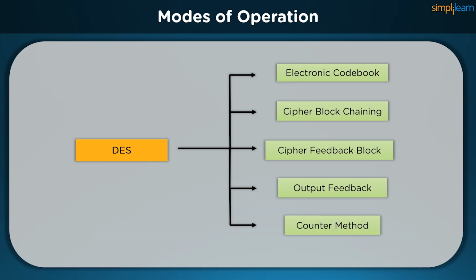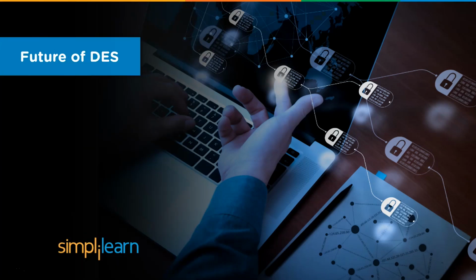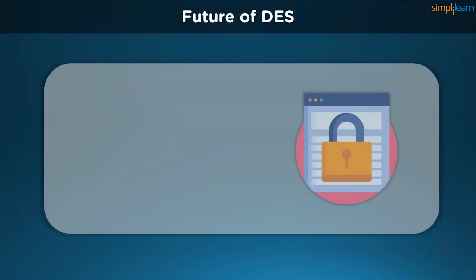A counter method has a different approach, where each plain text block is XORed with an encrypted counter. The counter is then incremented for each subsequent block. There are a few other alternatives to these modes of operation, but the 5 mentioned above are the most widely used in the industry and recommended by cryptographers worldwide. Let's take a look at the future of DES.